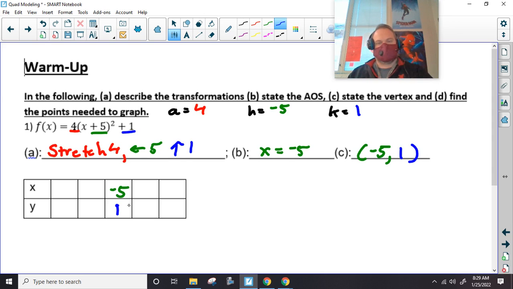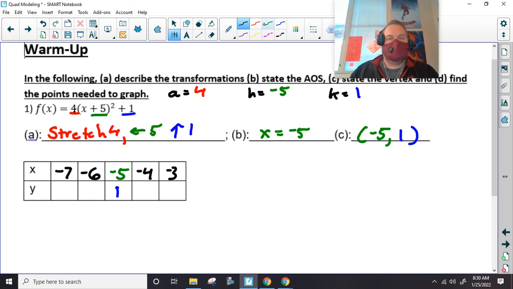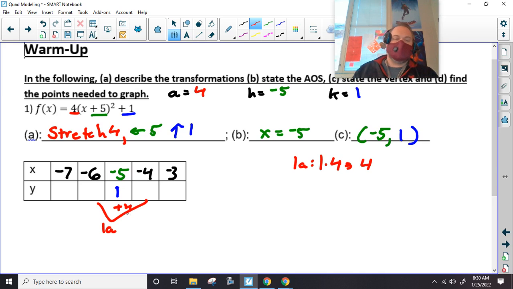All right. Now, -4, -3, -6, -7. All right. So we've got that figured out. Now, this right here, 1a. Well, our a value in this one happens to be 4. So we're actually going to add 4 to 1, and we should get 5. Yes, student, we should get 5.